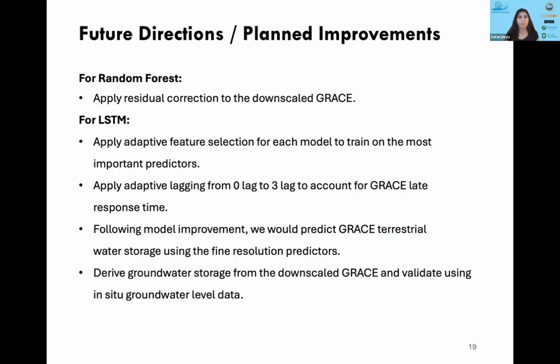So we have some future directions and planned improvements. For random forests, we can apply residual correction to the GRACE data. For LSTM, we can apply adaptive feature selection for each model. We can also change the lagging from 0 to 3. And also we can use finer resolution predictors. We can also derive groundwater storage to validate using real data.